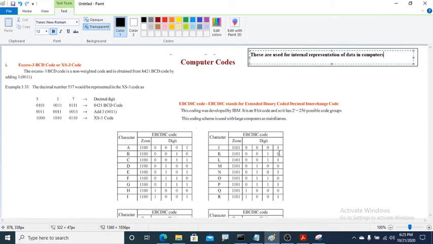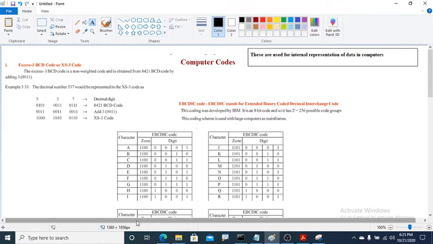Suppose we have A, B, C, D, E, F, G, H. Like this, computer keyboards have function keys like F1, F2, F3, arrow keys, caps lock, shift, control. These are all symbols used in a computer keyboard, right? Each and every keyboard symbol has its own computer code. These computer codes are generally divided into three different types.